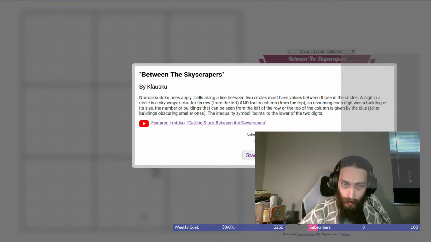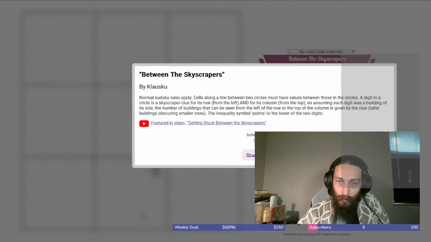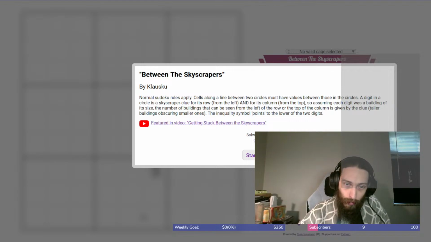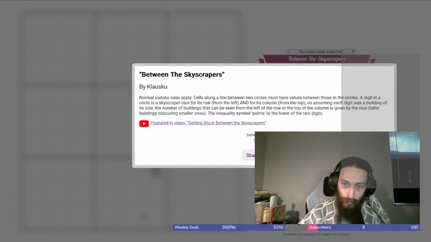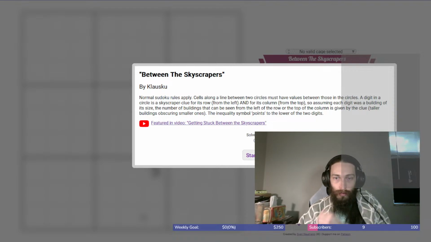Normal Sudoku rules apply. Cells along a line between two circles must have values between those in the circles. A digit in a circle is a skyscraper clue for its row from the left and for its column from the top. So, assuming each digit was a building of its size, the number of buildings that can be seen from the left of the row or the top of the column is given by the clue. Taller buildings obscure smaller ones. The inequality symbol points to the lower of the two digits.